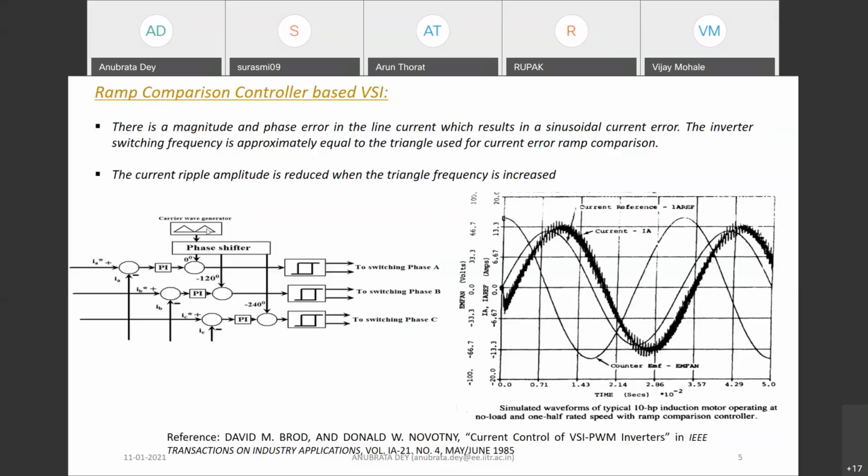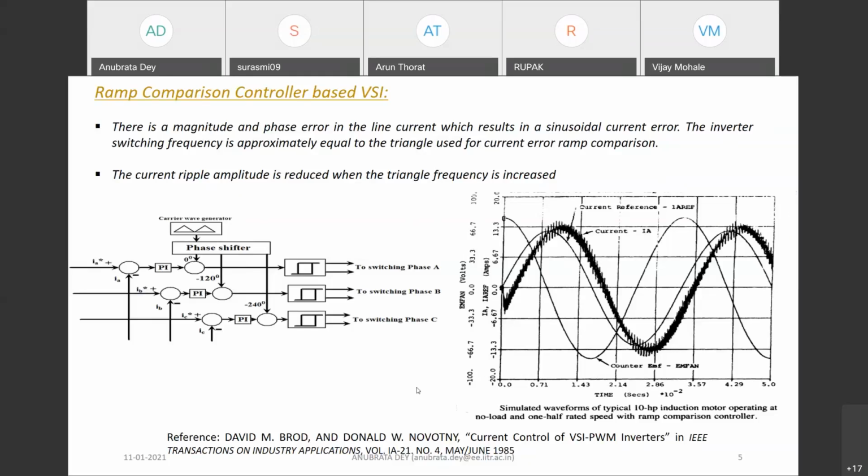Okay, this is a linear control. But if you increase the triangle frequency, there will be a lot of switching, and switching losses will also increase at the same time. So that is not always a very practical solution, but for some applications this kind of ramp control is used, but it has its inherent problem as shown here.